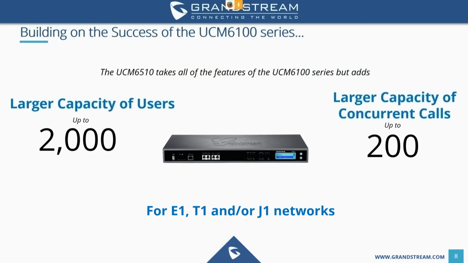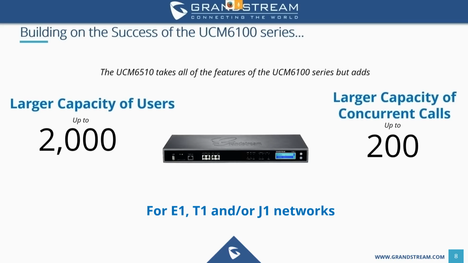Number one, it supports more users, up to 2,000 users. So if you're really looking to support a lot of users, small to medium-sized enterprises, a multiple, centralized PBX that might be controlling a bunch of remote locations around the globe for a business, something like that, 6510 is a great option. Because of its support for more users, up to 2,000. It also gives you more concurrent calls, up to 200, which is double any other UCM model.